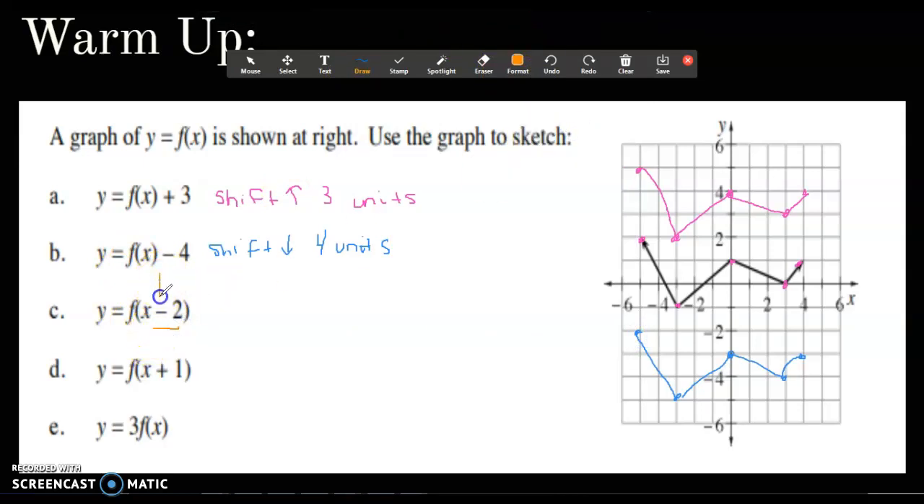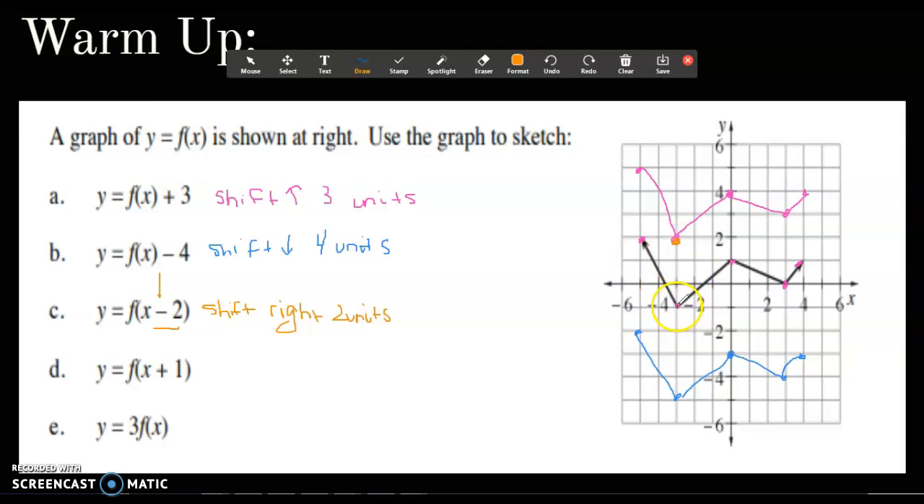Now we're subtracting 2, but notice it's inside of the function. Remember, that's when we shifted to the left or right. Whenever they're adding or subtracting to the x, they're shifting to the left or right, and it was the opposite of what we felt. So this would be a shift to the right because we're subtracting 2 units. We're going to take all the points and shift them to the right. Now we're looking at the x values. This one is at -5. I move it over 2, so it's right here at -3.